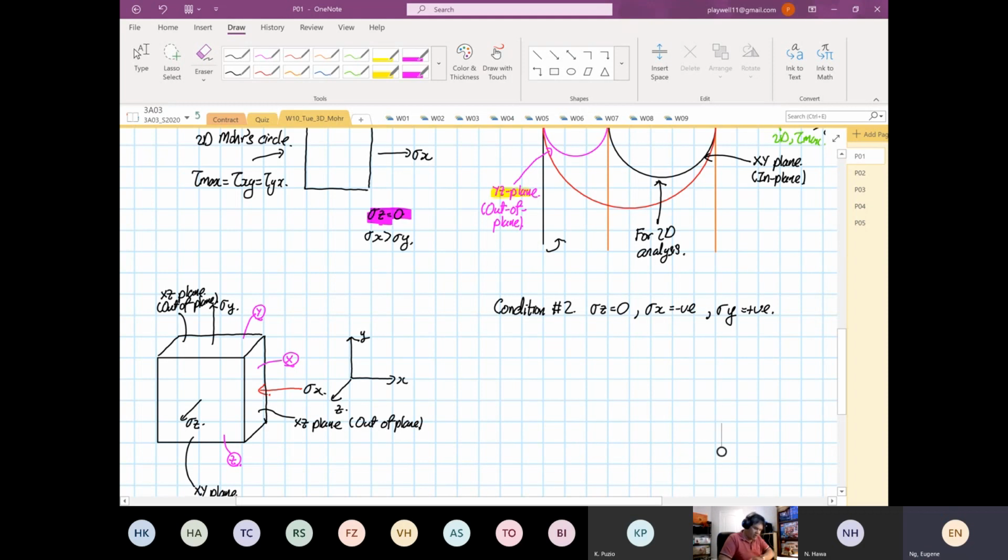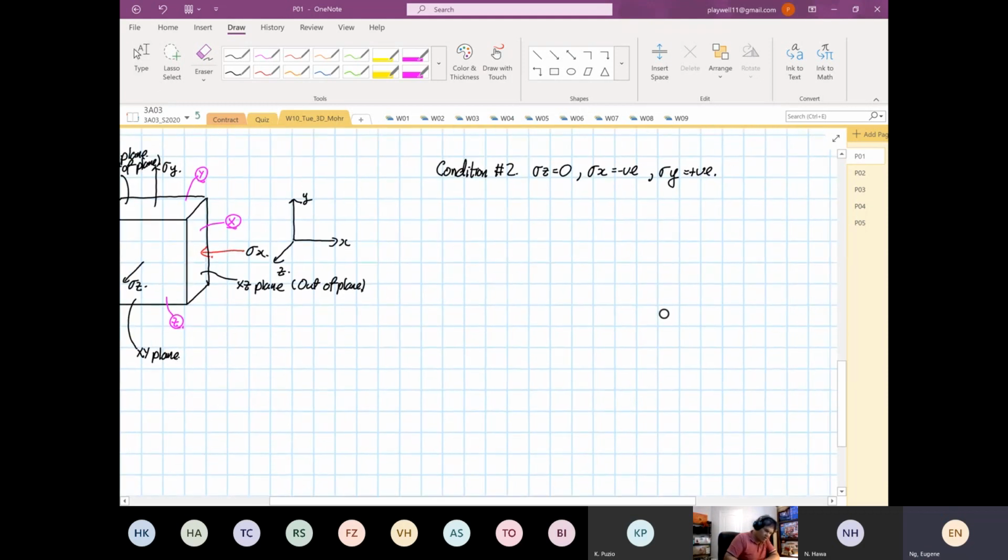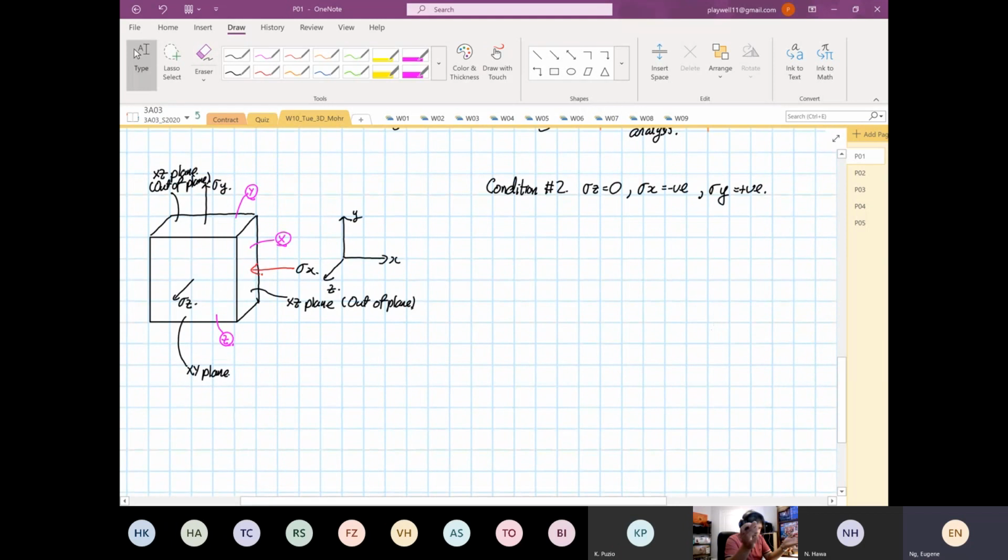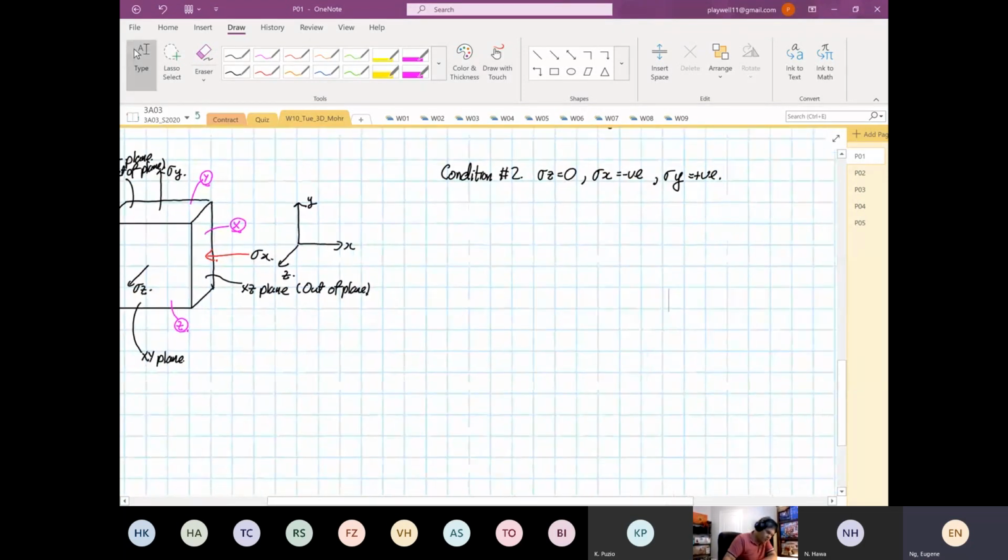So what will happen now to our Mohr circle? You'll still get 3 circles. The critical part is the shearing stress. It's the maximum shearing stress, in plane or out of plane.